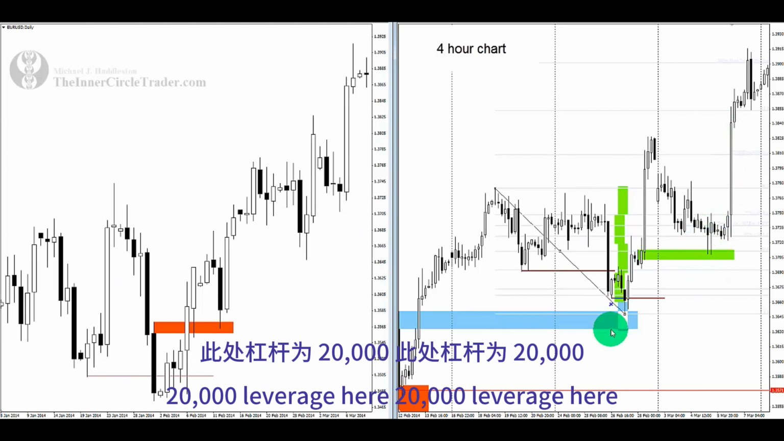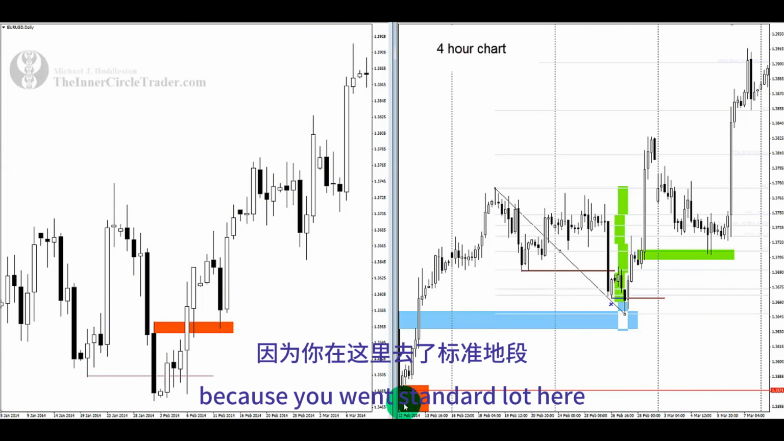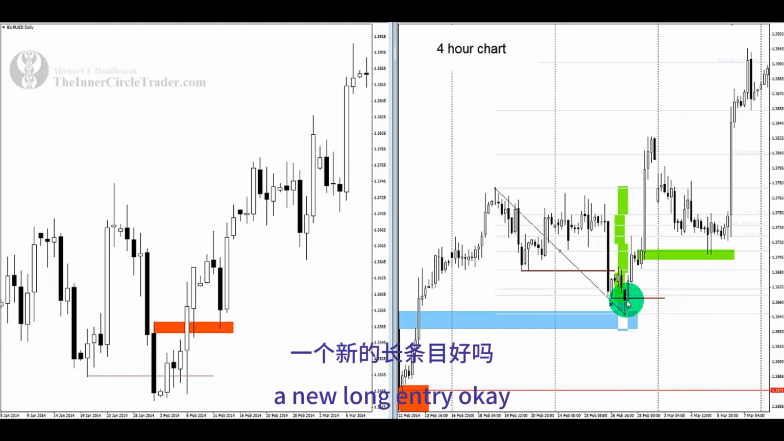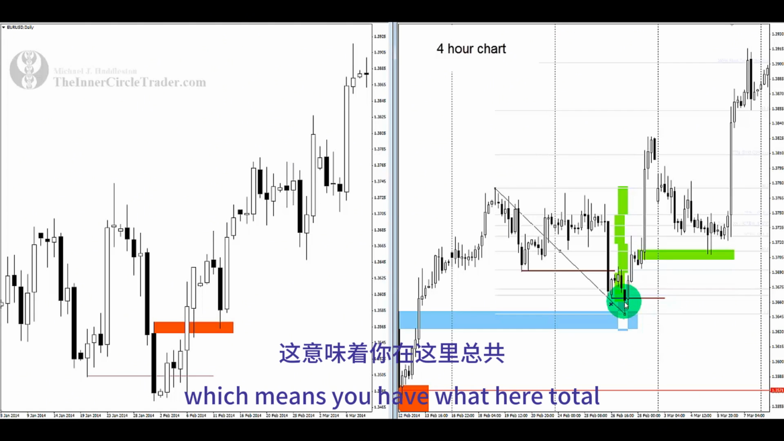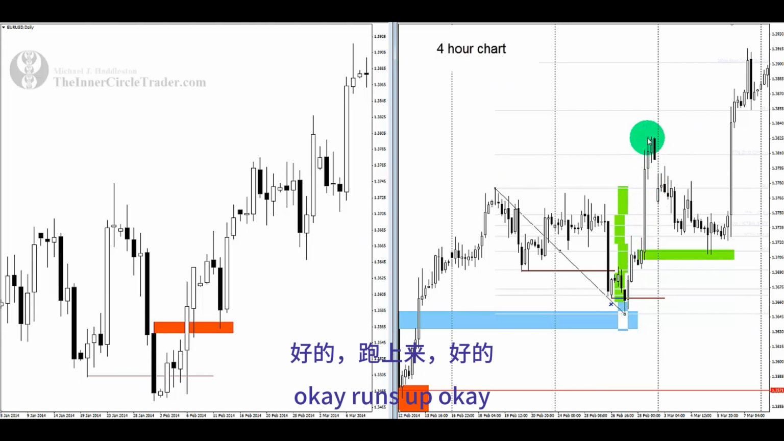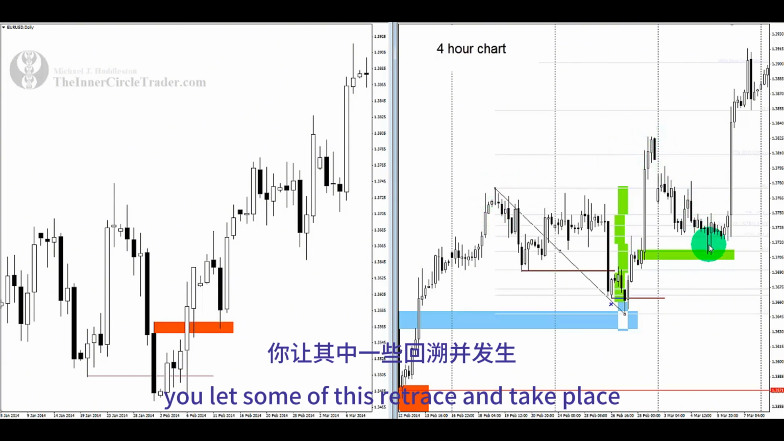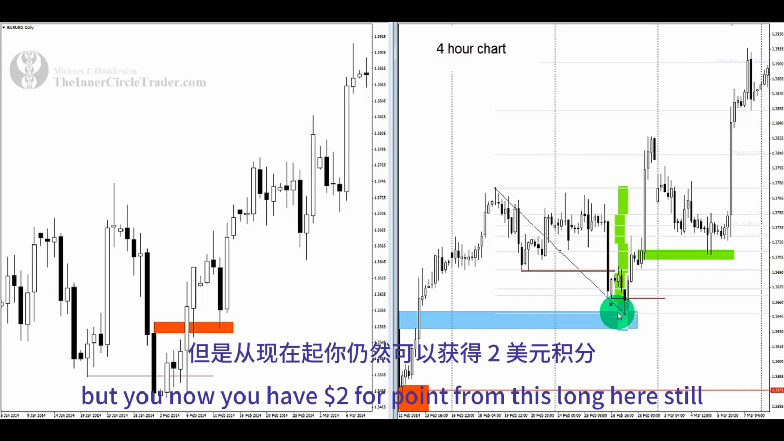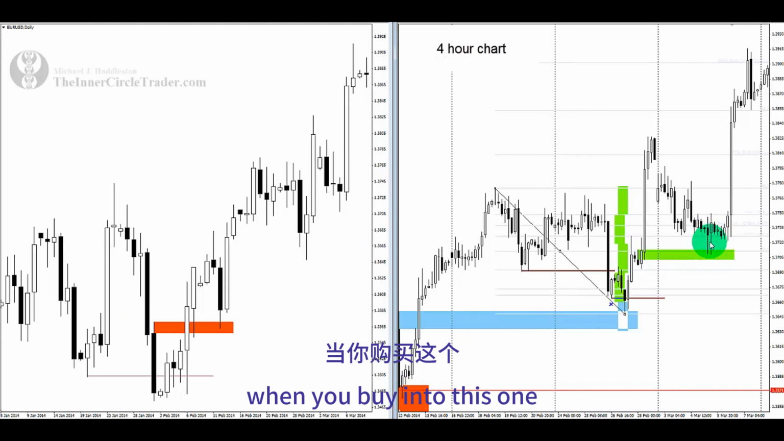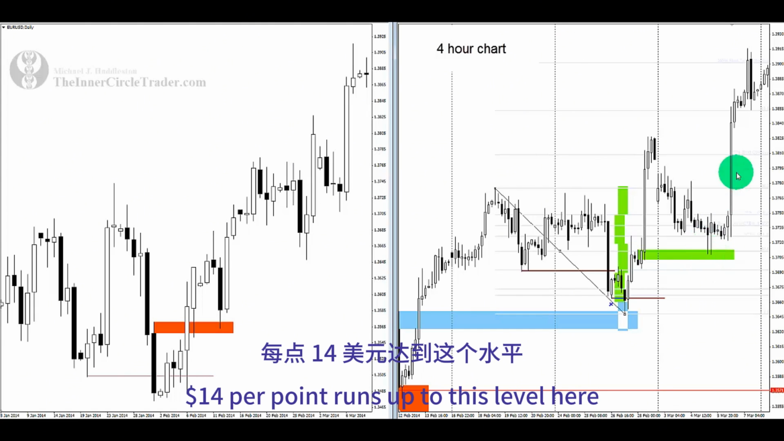You had 20,000 leverage here, 20,000 leverage here, 20,000 leverage here. They were the balances of the original standard lots that you went long at, because you went one standard lot here, which is basically $10 per point, then one standard lot long here, a new long entry, which means you have $12 per point making profit, and it runs up. Once that happens, you take out some profit here, you let some of this retracement take place, and you buy another standard lot here, boom. But now you have $2 per point from this long here still, and $2 per point from this long here as well. When you buy into this one, you're going to have another standard lot. So now what do you have per point? $14 per point. It runs up to this level here.